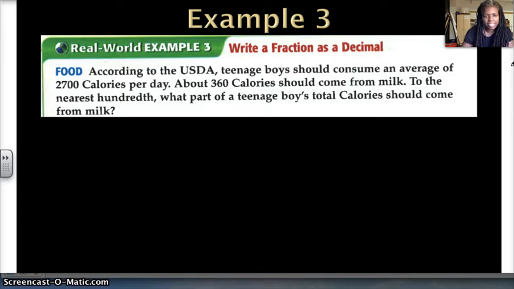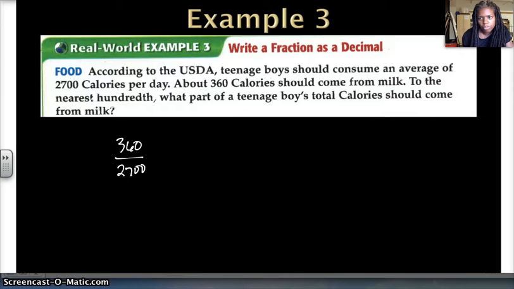You don't have to copy all of this down, but let's just get the details of it. According to the USDA, teenage boys should consume an average of 2,700 calories per day. About 360 calories should be from milk. To the nearest hundredth, what part of the teenage boys' calories should be from milk? So we've got 360 out of 2,700.